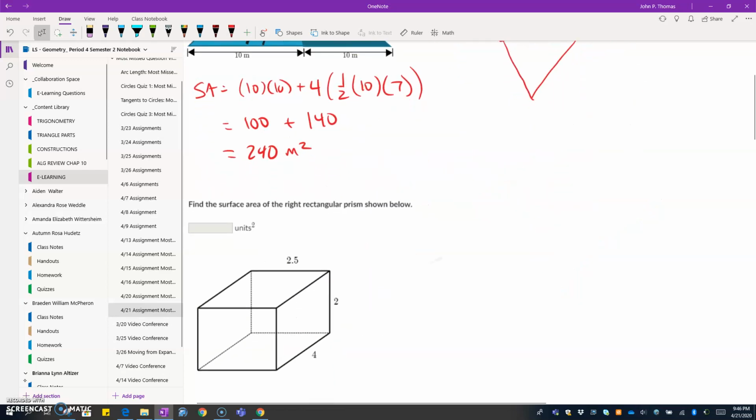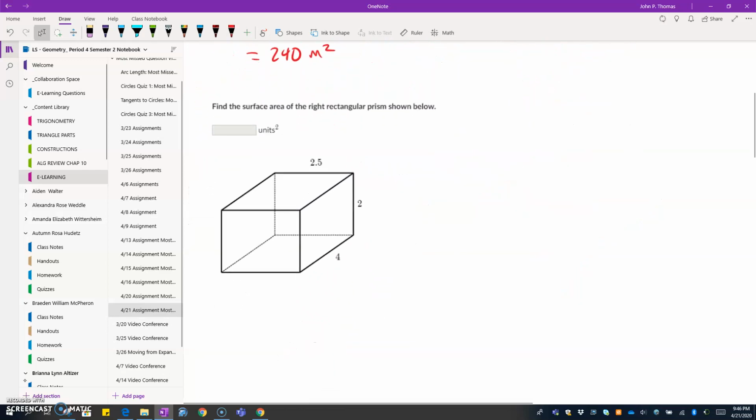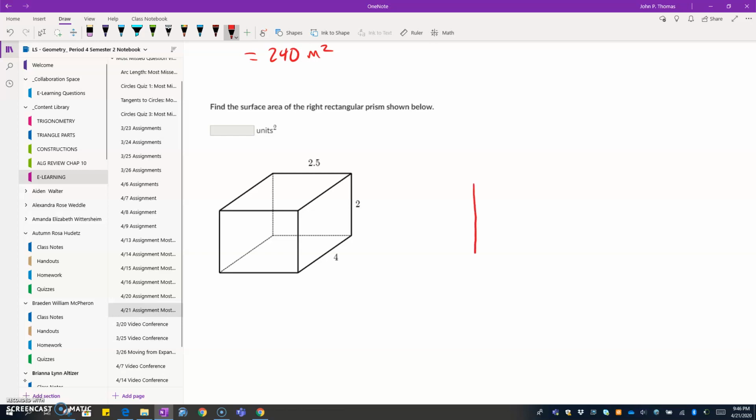All right, if we jump to the next one, it was another surface area problem. This one was a rectangular solid, or a box basically. So first thing I'm going to do is unwrap it here. So I've got a base at the bottom there. That's going to be 2.5 along that side, and it's going to be 4 along this side. So that takes into account this piece right here on the bottom.